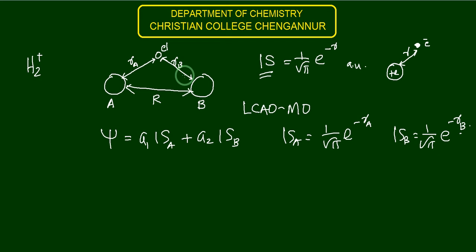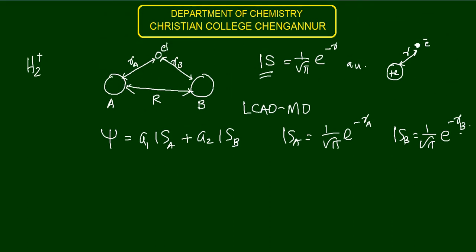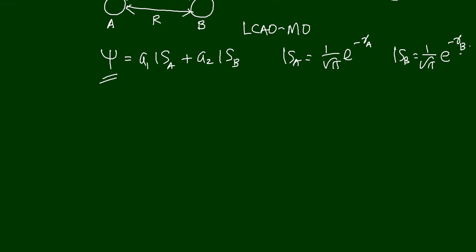Now we have the psi, the molecular orbital wave function, which is expressed as the linear combination of the atomic orbitals. And now we are going to apply the variation method in order to find out the energy associated with this trial function. This is a trial function psi, expressed as the linear combination of atomic orbitals. So we are going to find out the energy associated with this one.